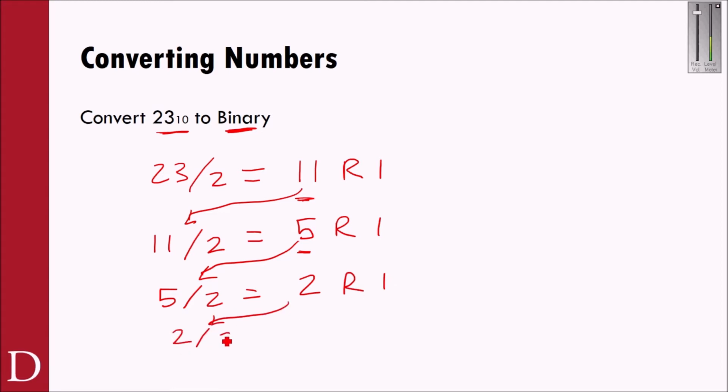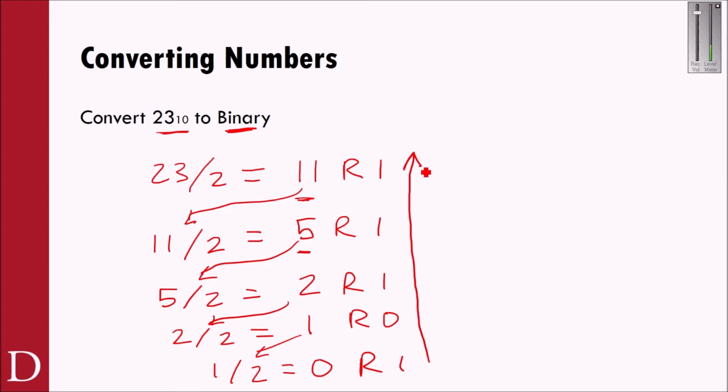2 divided by 2 is 1 with a remainder of 0. And then finally, 1 divided by 2 is 0 with a remainder of 1. So it looks to me to convert to binary then, all you have to do is to collect all these remainders. And you do them in reverse order. You start here and you go up. So I get 1, 0, 1, 1, 1, base 2. That's going to be my binary result.